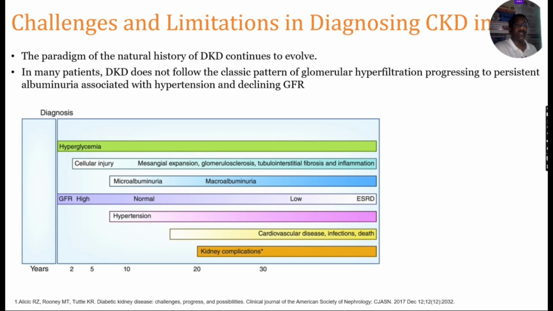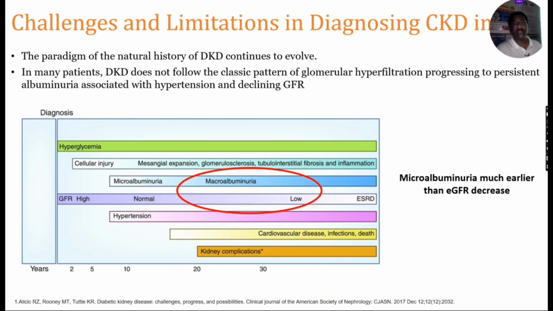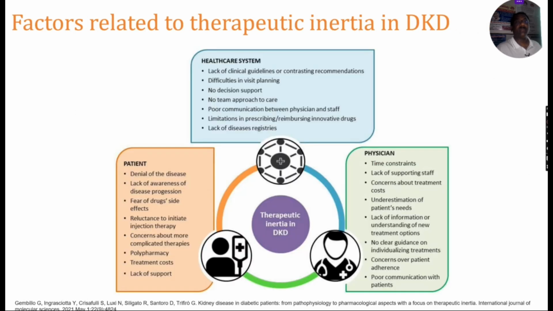So the diagnosis: hyperglycemia, cellular injury, microalbuminuria, GFR, hypertension, cardiovascular disease, kidney complications. See, this is a very, very important slide. You see hyperglycemia, cellular injury, other pathology. So these are very important. It is much earlier than the GFR decline, microalbuminuria. See the microalbuminuria. GFR reduction starts later. So these are the factors related to therapeutic inertia.